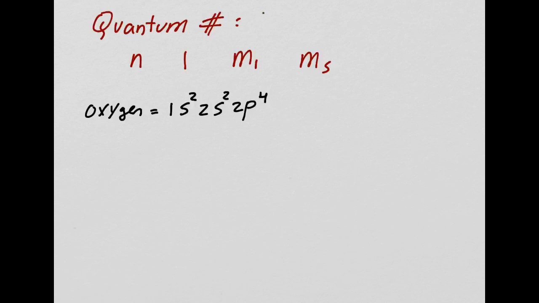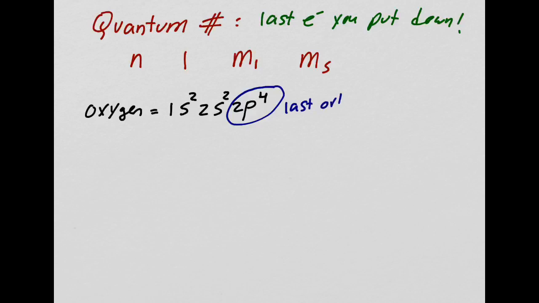Quantum number is for the last electrons you put down. I'm actually going to write this down. It's for the last electron you put down. Okay? Now, let's finish this. So this is oxygen. Oxygen, this is the last orbital. Do you guys agree? This is the last orbital. We end with 2p4, last orbital.